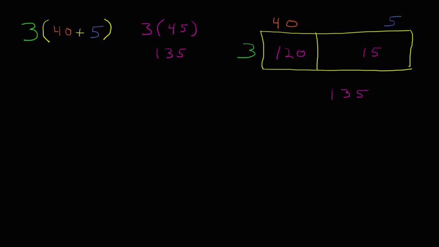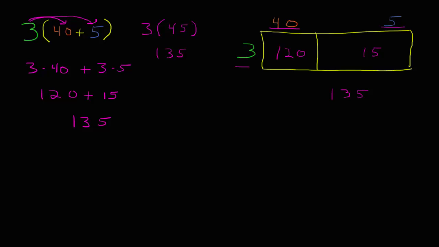We take the number 3 and we multiply it by the two parts inside of our parentheses, 40 and 5. So let's do that. 3 times 40 plus 3 times 5. We get 120 plus 15, just like we did with our area model, and we end up with 135.